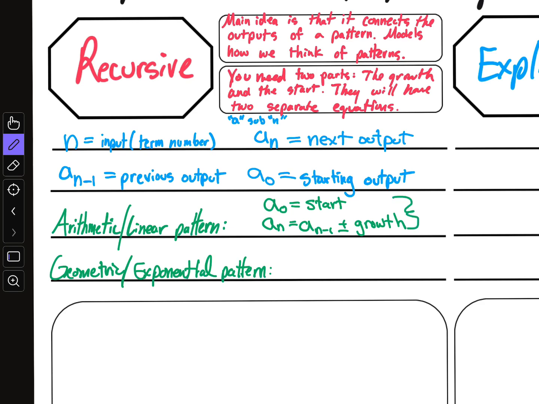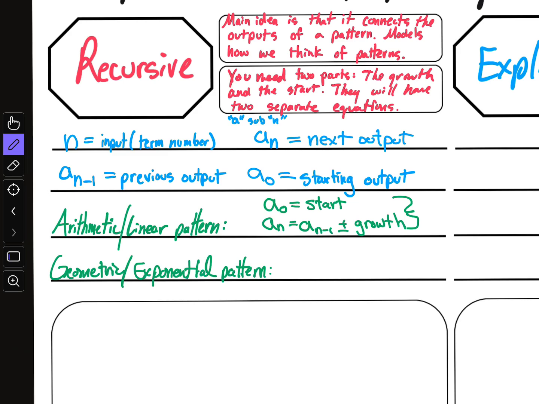So we have the starting part, and then the growth. This represents our start, this represents our growth. I know, kind of weird, but that's how it is.